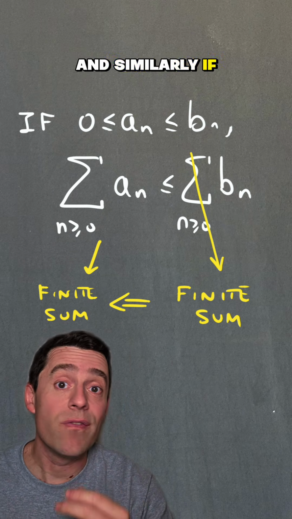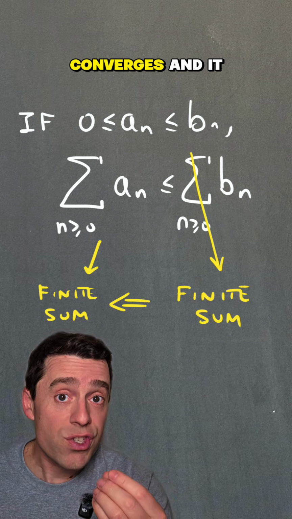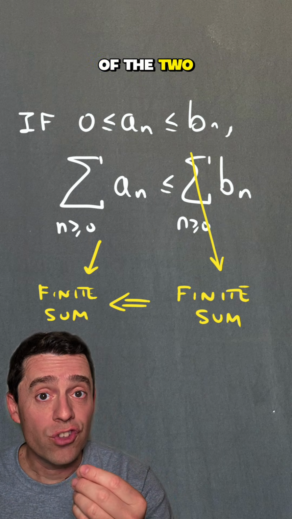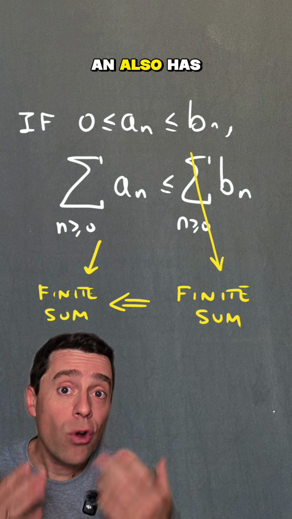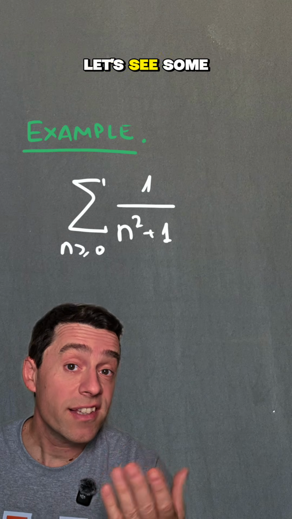And similarly, if the larger of the two series, the series with bn's, converges and it has a finite sum, then the smaller of the two series, the series with an, also has to converge and it also has a finite sum. Let's see some examples.